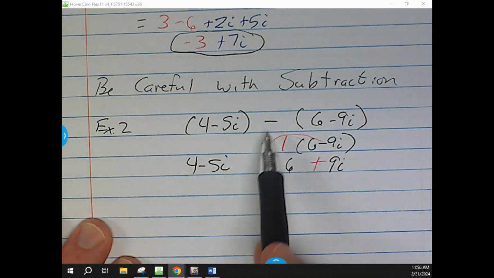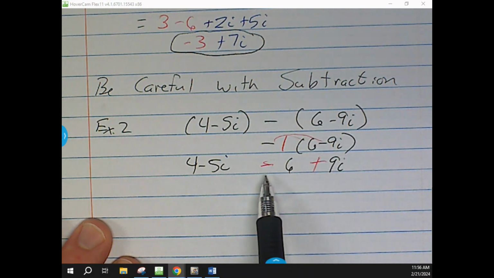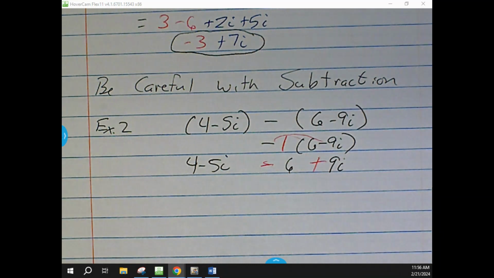So anytime you see the negative in front of the parentheses, you have to change both signs. This was a positive 6, now it's a negative 6. That was a negative 9, now it's a positive 9. And now you're going to do just like we did before. Now you're just going to combine your like terms.